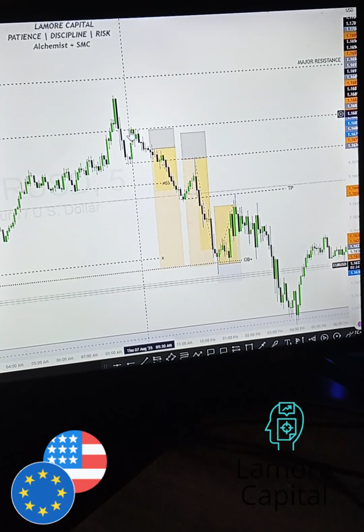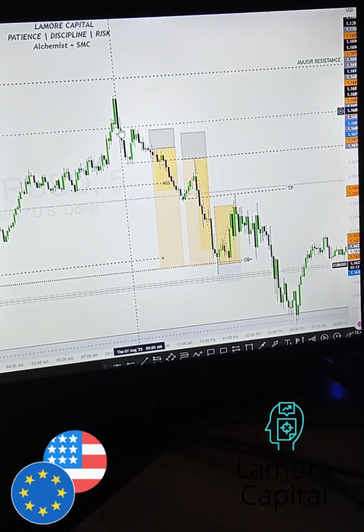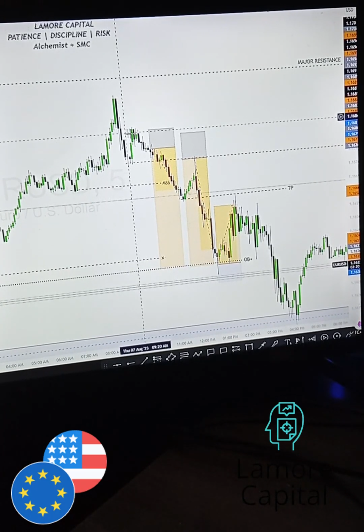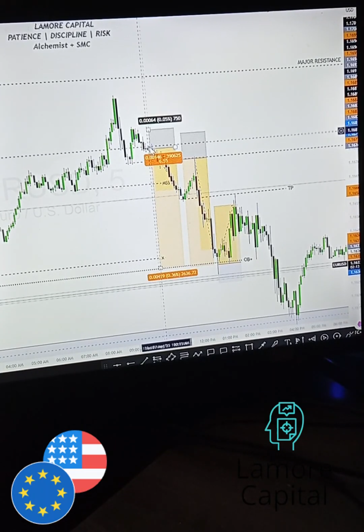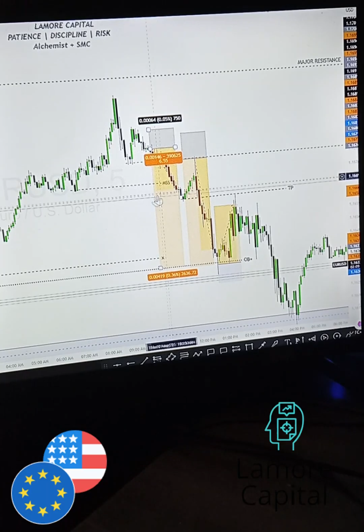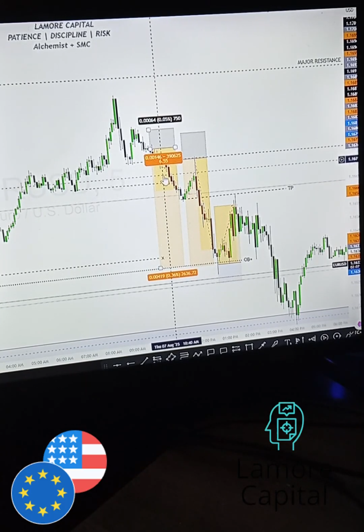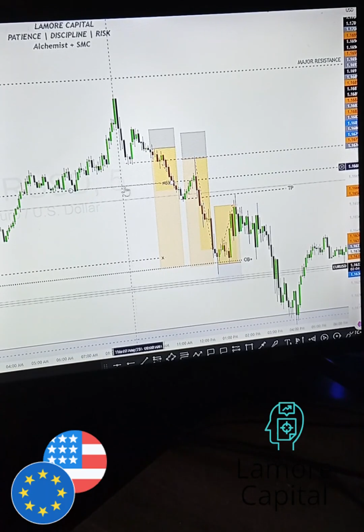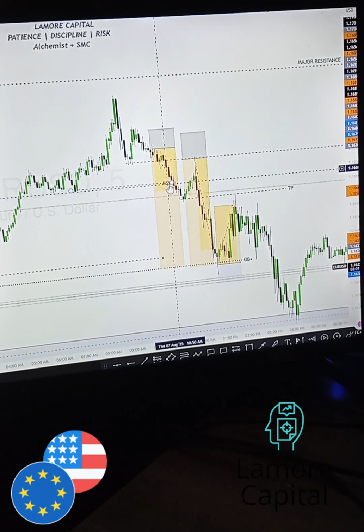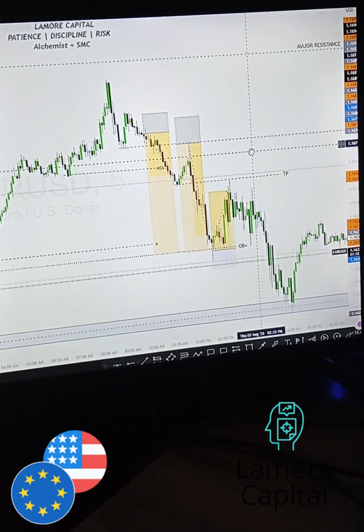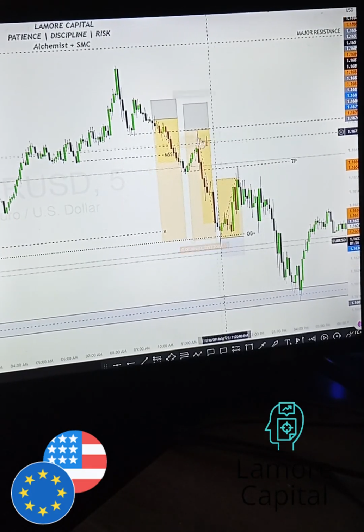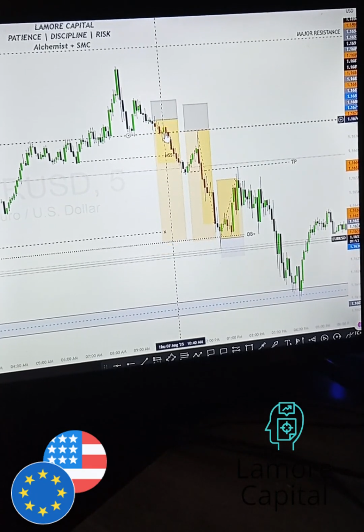I saw the mitigation of this particular level, this particular OCL, but I didn't enter immediately. I waited for confirmation. The moment I saw a little drop, the close of this particular candle, immediately I entered the market, and I knew that there was going to be a market structure shift here. I entered the first trade. It's actually on my previous post. You can see how the market started. I knew that this was a market structure shift.